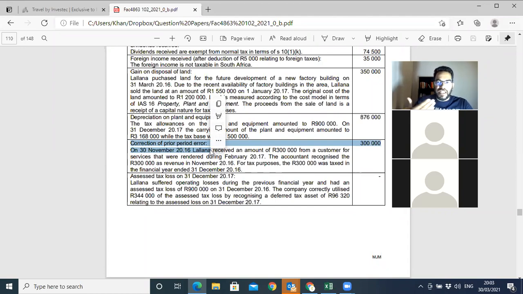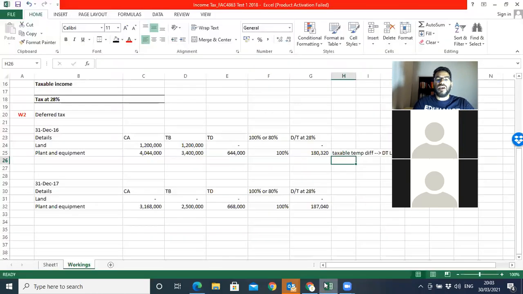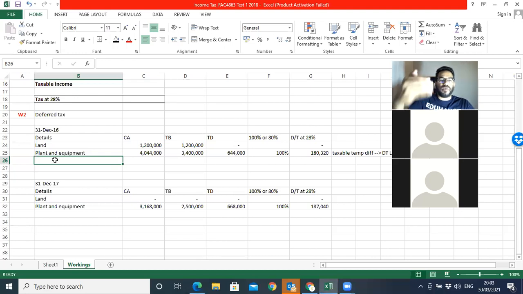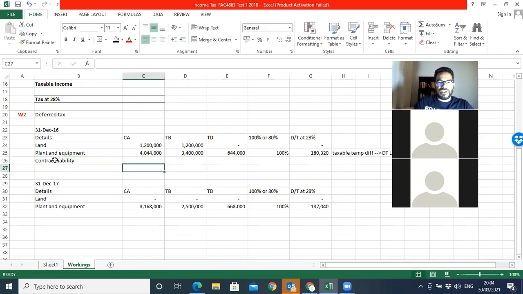Because it's a correction of an error, we go back in time. So when we do the current deferred tax, we must correct the current deferred tax. So the correct current deferred tax that we're doing now in 2017 relating to 2016 would include an income received in advance or a contract liability. Okay, so this is a liability. So from an accounting point of view, we have a liability of 300,000. From SARS's point of view, they have nothing.